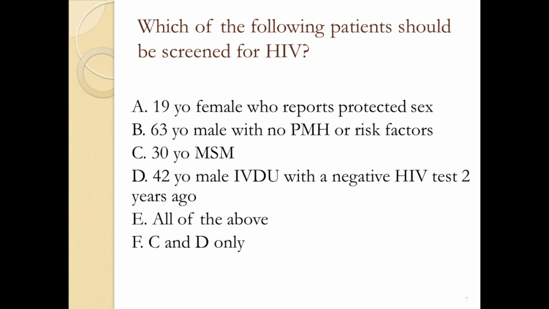Which of the following patients should be screened for HIV? A, a 19-year-old female who reports having protected sex. B, a 63-year-old male with no past medical history or risk factors. C, a 30-year-old male who has sex with men. D, a 42-year-old male who is an IV drug user with a negative HIV test 2 years ago. E is all of the above, and F is C and D only. What do you guys think?